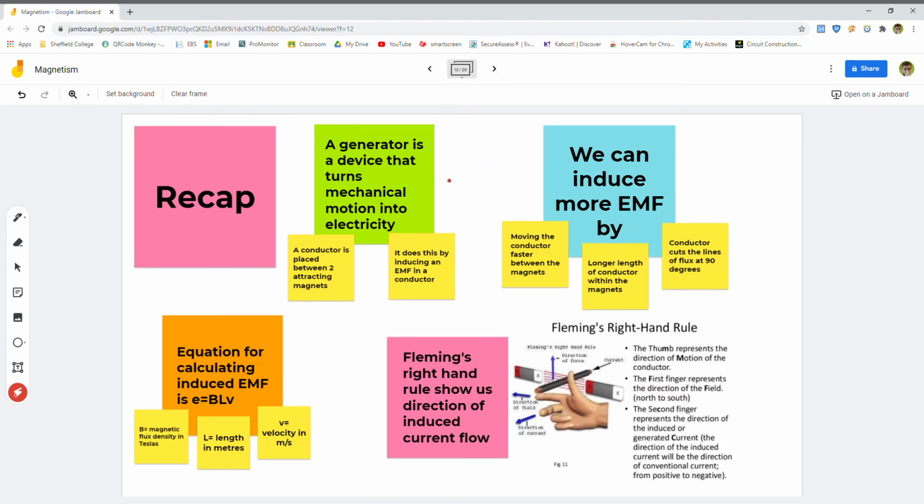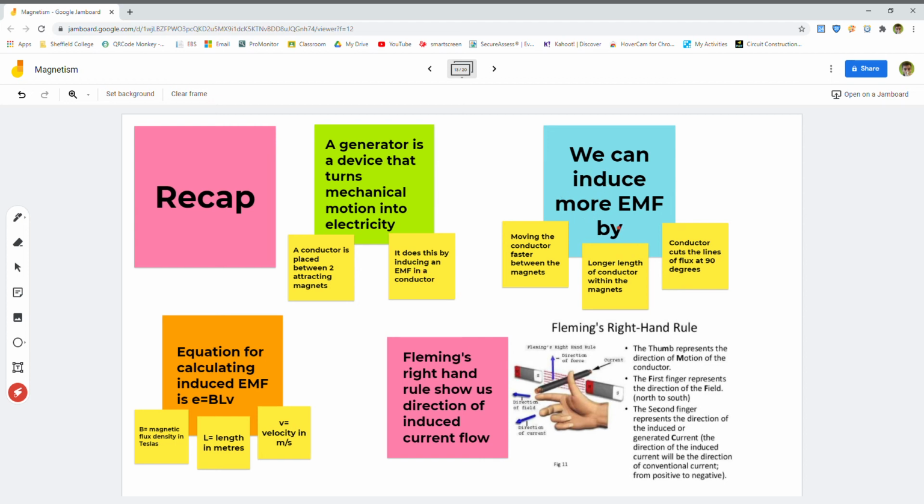So just to recap that. A generator is a device that turns mechanical motion into electrical energy. So that spinning motion of the turbine is attached to a generator, which creates our electricity. And inside our generator we've got a conductor placed between two attracting magnets, and it induces EMF by spinning around and breaking those lines of flux.